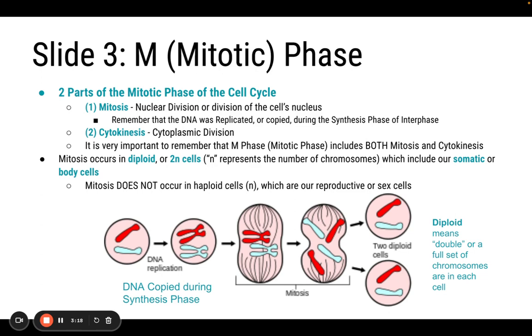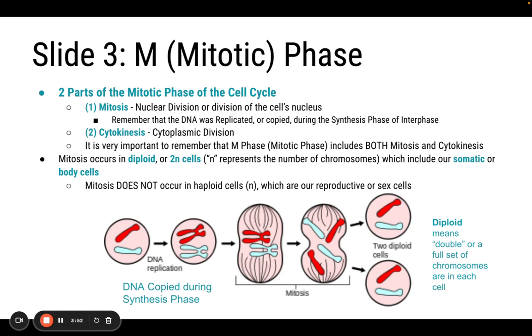Mitosis is a form of asexual reproduction, and it occurs in diploid cells. Di means two. In cells, an N represents the number of chromosomes that are located in the cell's nucleus. So 2N cells, think 2 means di. Diploid equals 2. These include our somatic cells. Another way to describe somatic cells would be your body cells. So any cell pretty much in a human that's not a reproductive cell, so not a sperm or egg cell, is going to be a body or somatic cell.